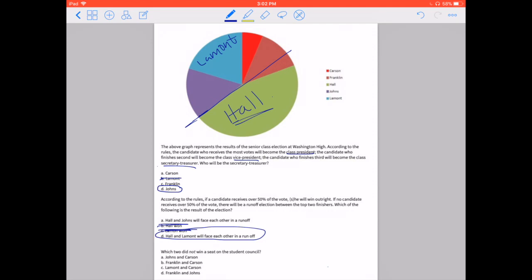Then if we look back to this question, we can answer this third question. Which two did not win a seat on the student council? We decided that Hall was president. Hall came in first, Lamont was second, and third was Johns, the secretary treasurer. Then we have these two who did not win a seat. Those two are Carson and Franklin. So Franklin and Carson, that's answer choice B. All right, I'm going to give you a pie chart to answer a question on your own, and we'll review it together.